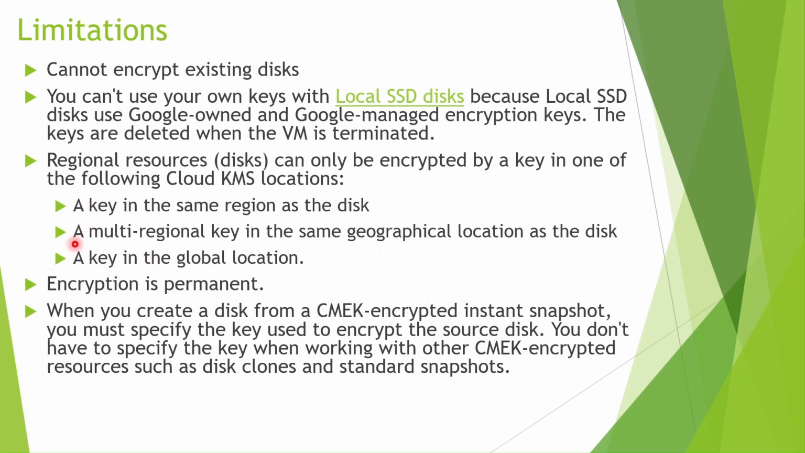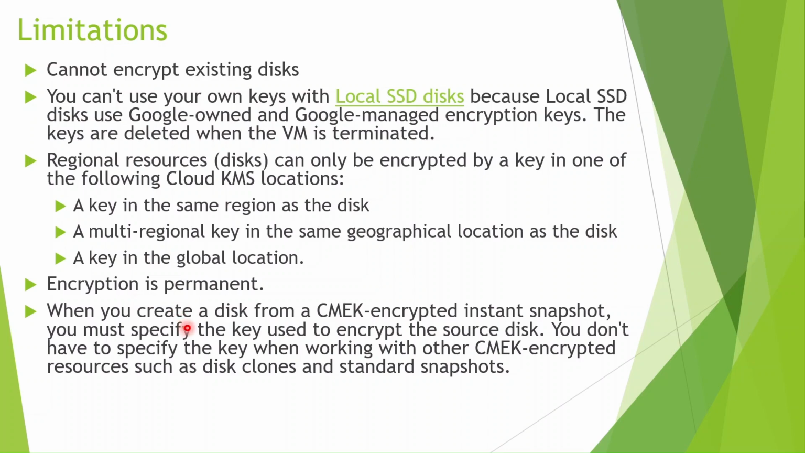So you have to make sure if you're using regional disk, one of these must be true. And encryption is permanent. When you enable the encryption, you cannot remove the encryption from the disk. There's some option like create a snapshot and all that. After that, if you take a snapshot, you can create a disk, and while creating a disk, you can define that you don't want encryption. But that is a different process. But once you enable the encryption on the disk, you cannot just remove it.